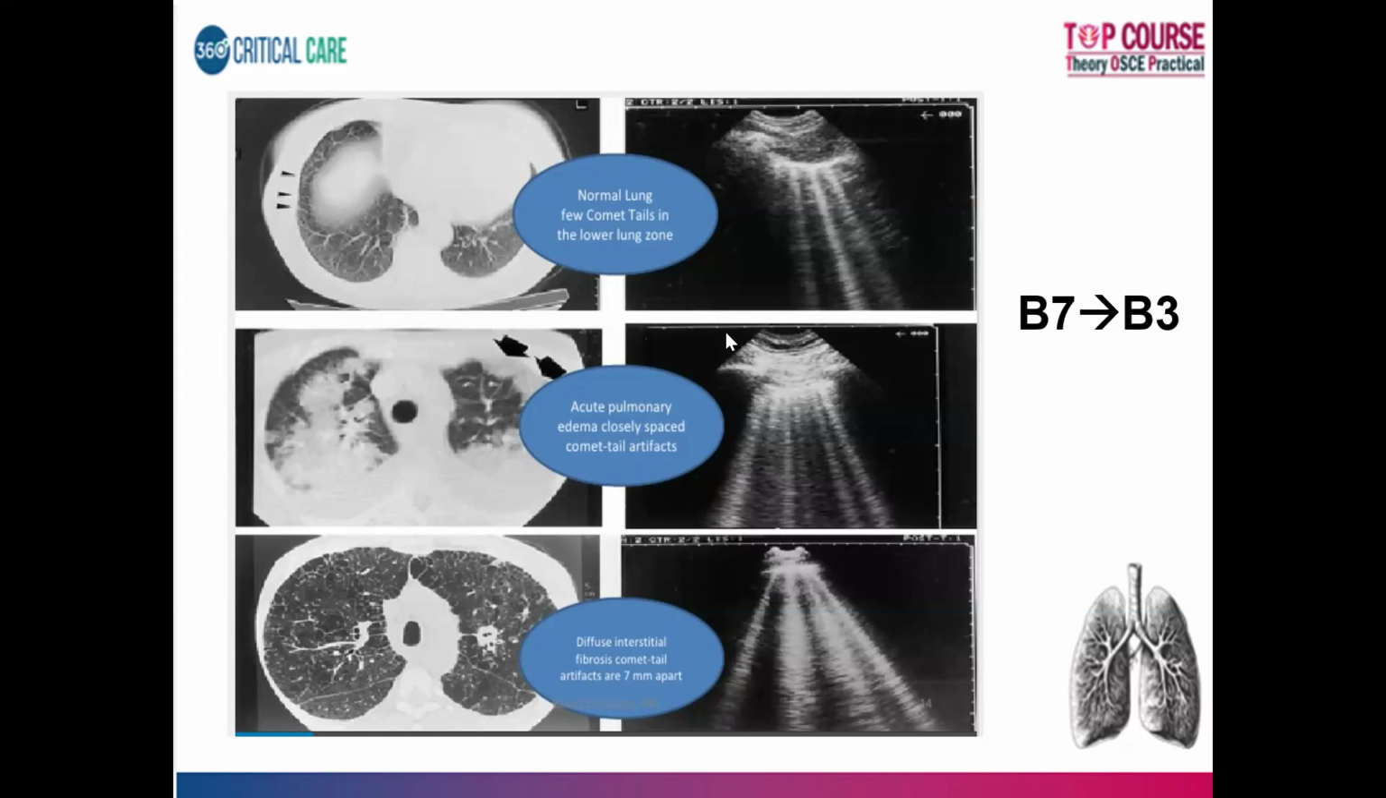The correlation is, if the patient gets converted from a B7 type of picture to a B3 type of picture, the amount of ground glassing which can be anticipated if we do a CT for this patient would be higher. So this is about B lines and interstitial syndrome.